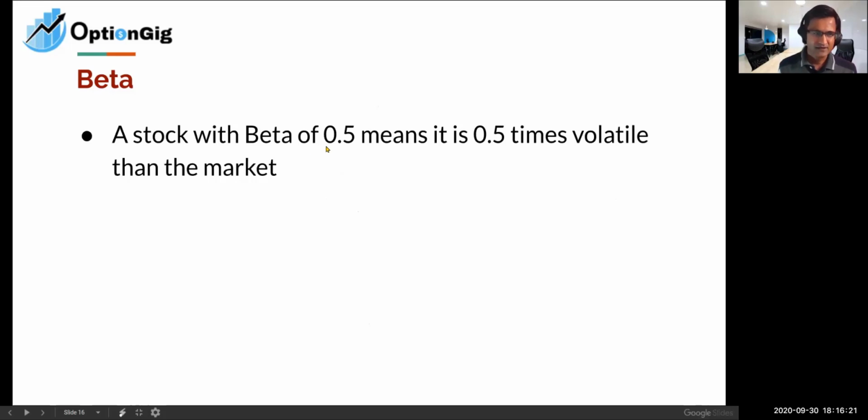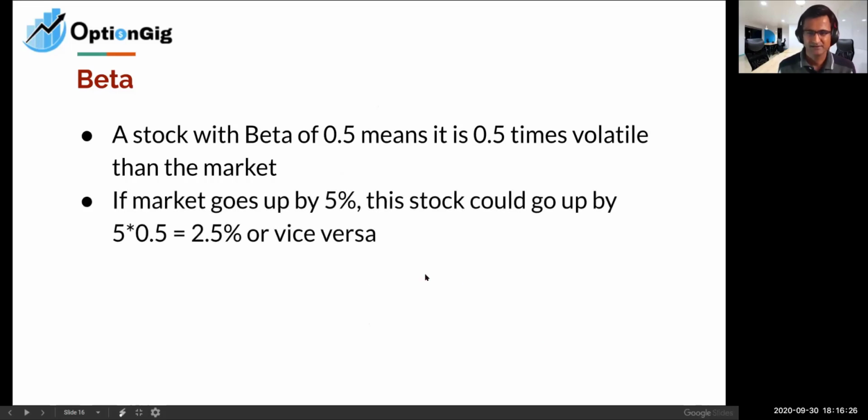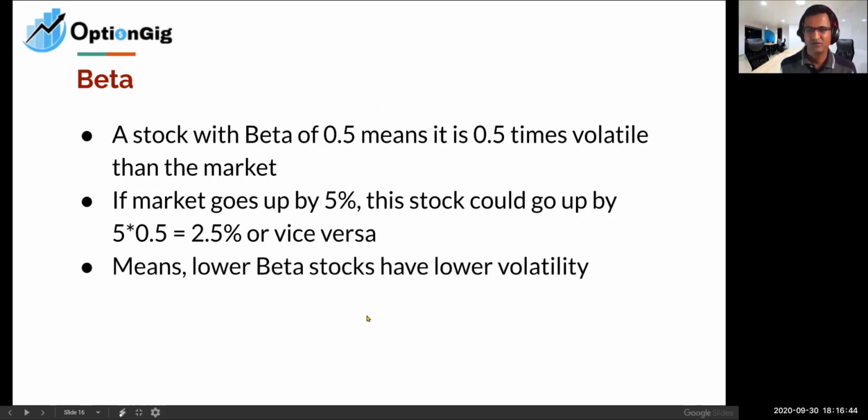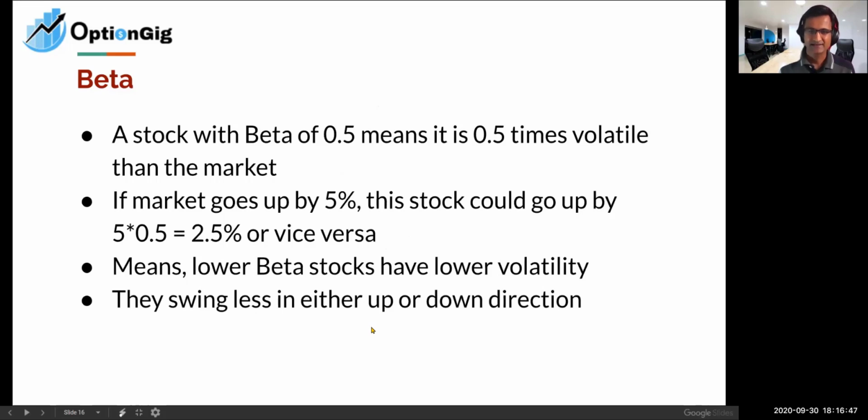A stock with a beta of 0.5 means it is less volatile as compared to the overall market. It's the reverse of it. If the S&P is up by 5%, maybe the stock will be up only by 2.5%. It does only half of what the market does. So it will have a lower volatility and it will swing less in either direction, either up or down. So less risk, less reward. At the end of the day, it's all about risk and reward. If you want to have huge rewards, you have to take huge risk.